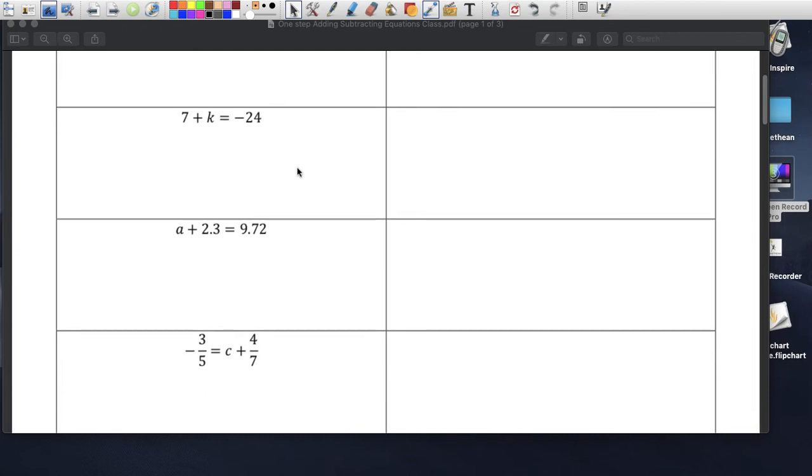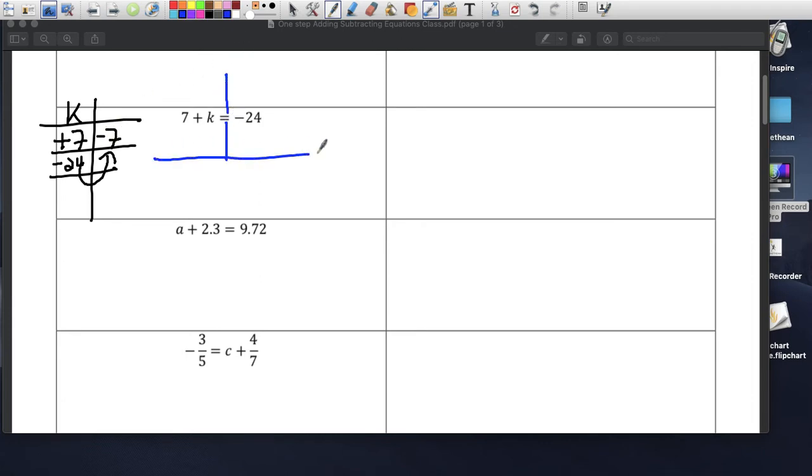Let's work on the second one. Actually, I might do the whole thing. So 7 plus k equals negative 24. Here's my variable k. 7 is being added to it, and it's giving me negative 24. So I've got to find out what added to 7 is negative 24. Going backwards, I'm going to use the inverse operation of adding 7, which is subtracting 7. So now I'm showing my work, solving the problem.